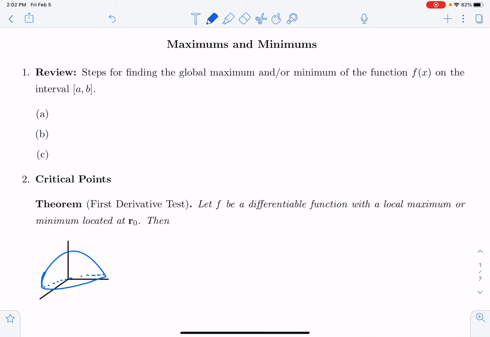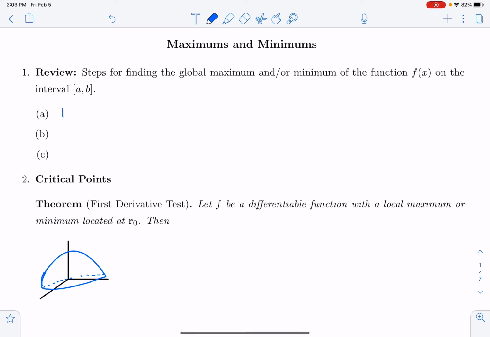In this video, we will learn how to find local and global maximums and minimums of a multivariable function. But first, let's review how to find maximums and minimums of a single variable function. So what are the steps for finding the global maximum and or minimum of a function f of x on the interval from a to b?